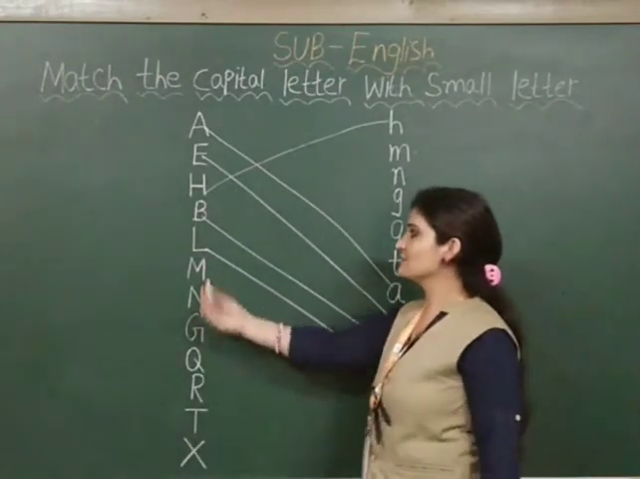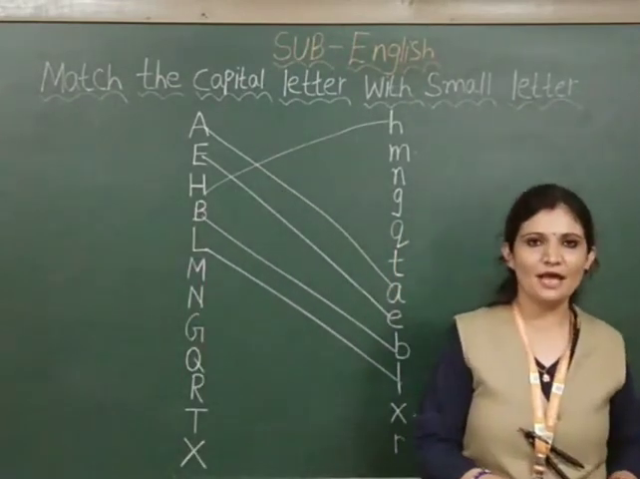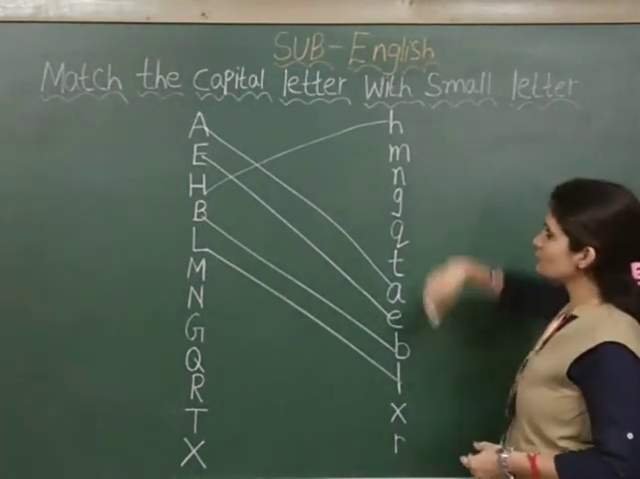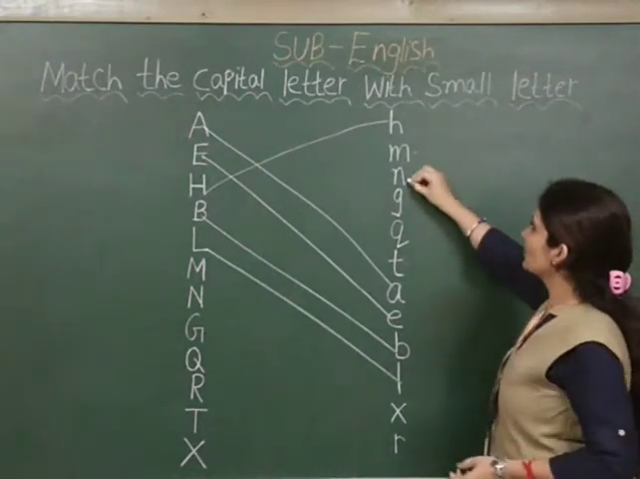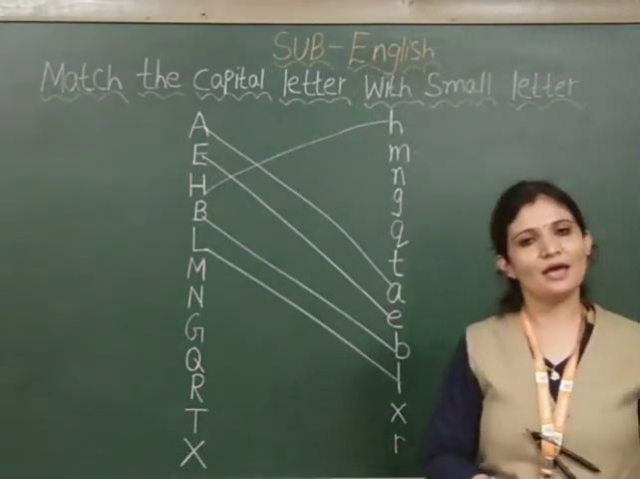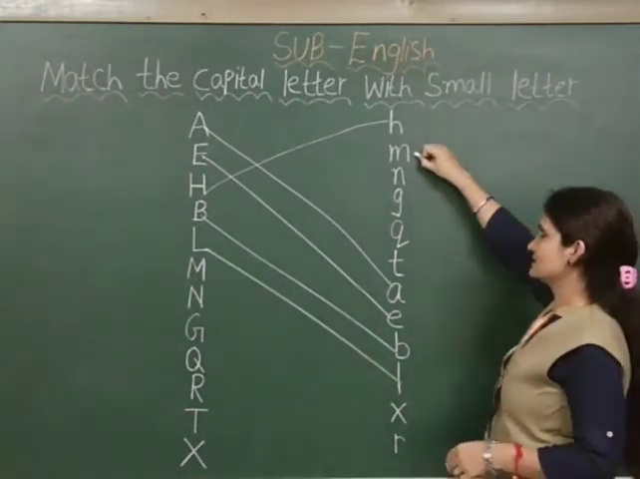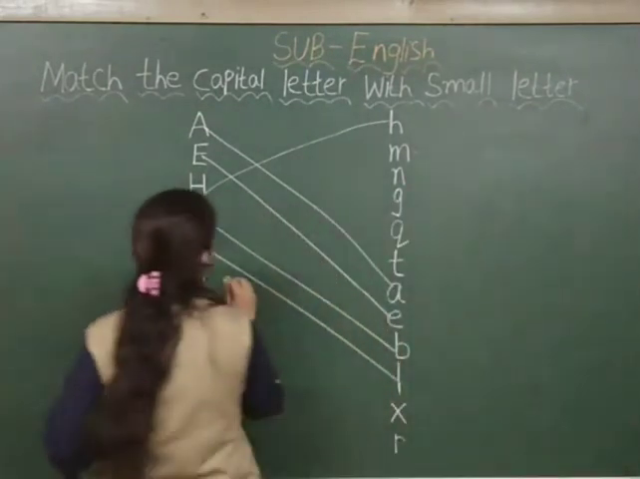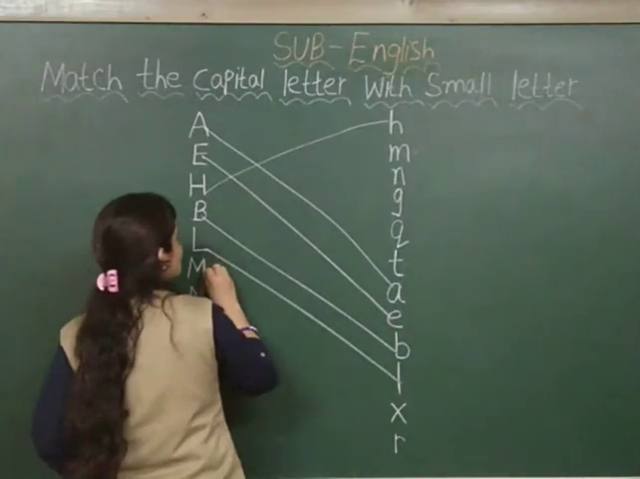Yes. Now, which letter is this? This is capital letter M. M for mango. Now we have to find where is small letter M. This one? No, this is small letter N. This one? Yes, this is small letter M. Now we have to do matching. M to M, capital M to small m.